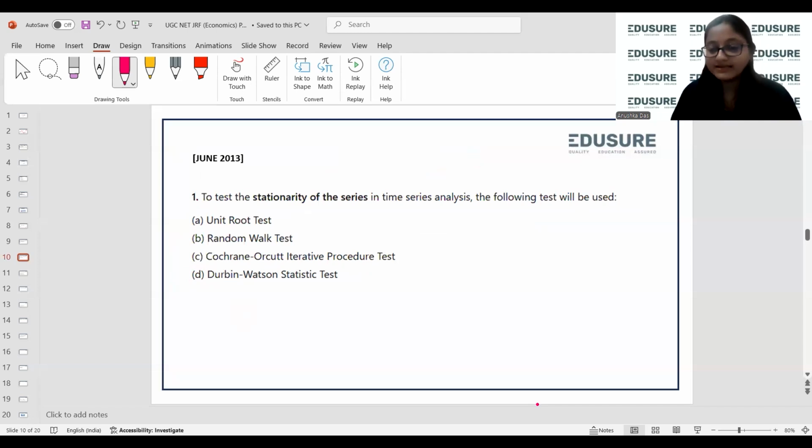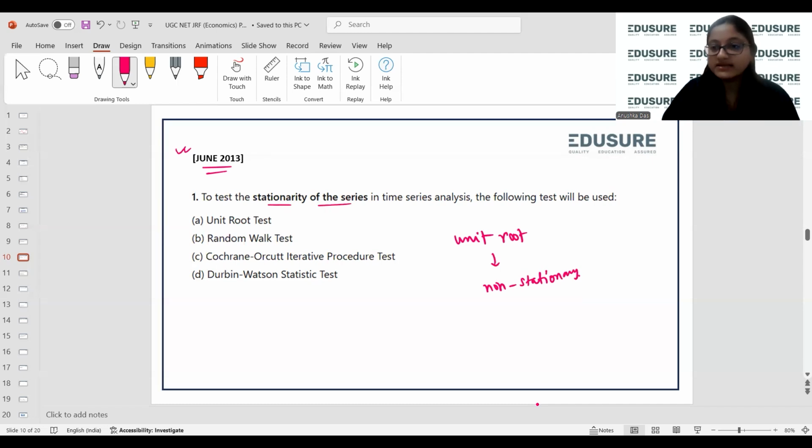Now, this is about the simultaneous equation model. The next question is from time series analysis. There are very few topics that are important for your UGC NET in time series. So this question is from June 2013. To test the stationarity of a time series in time series analysis, the following test will be used. So remember one thing, whenever in your time series unit root is present, then the process will be non-stationary. And if unit root is not present, then it will be stationary. This is one of the thumb rules in time series.